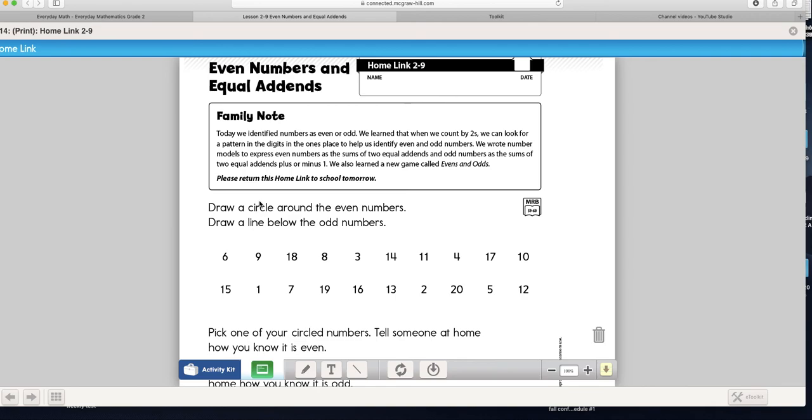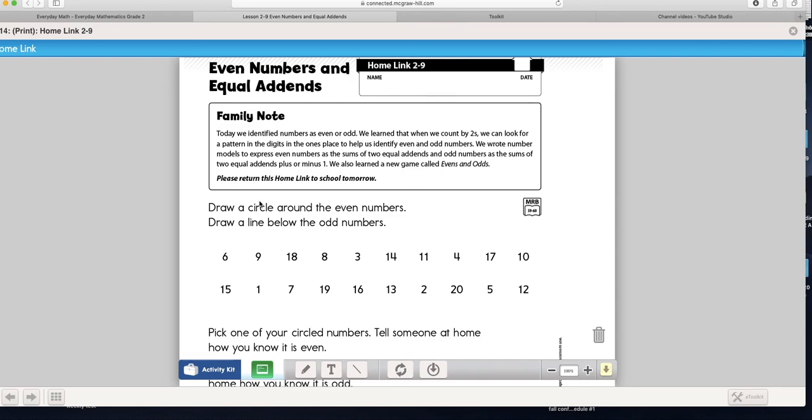Okay. So tonight's math homework is going to be home link 2-9 because we just did lesson 2-9. And it says at the very top, today we practiced even and odd numbers. We learned that if we count by 2s, we can find out whether or not they're even and odd. We've been doing that since the very first day of school. Remember, we've been counting by 2s for our ones place so we can decide if it's even or odd. We wrote number models. We showed that our double facts, even if they have 2 numbers that are odd, because they're a double fact, they're still going to have an even answer. We practiced all different things. We aren't able to play the game even and odds though, so we couldn't do that, but that's okay.